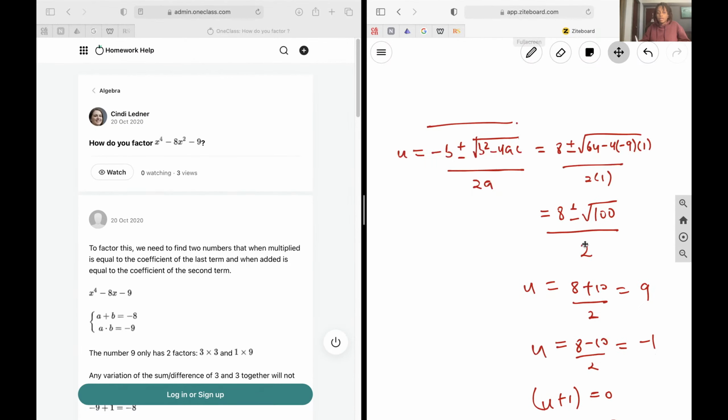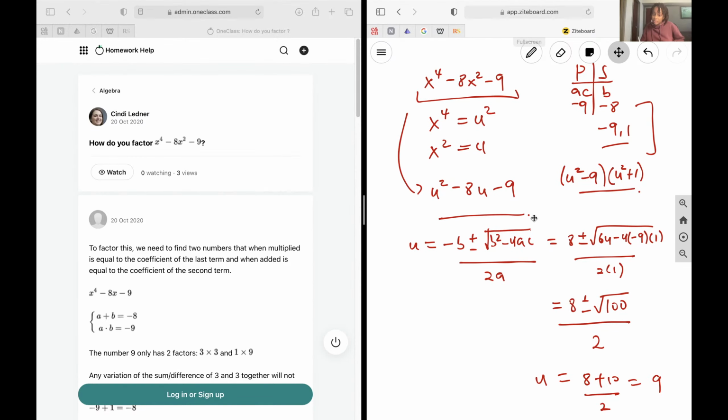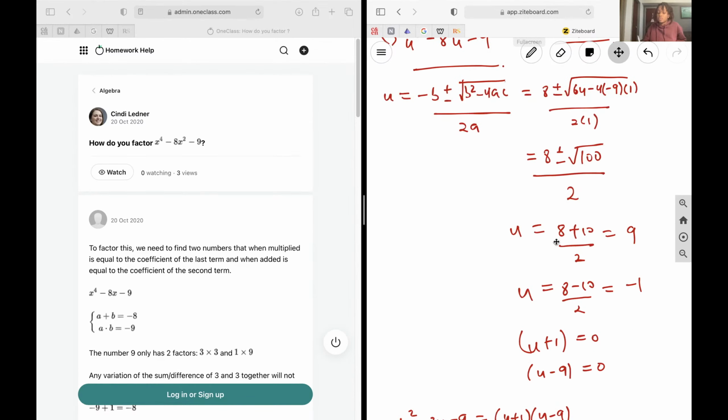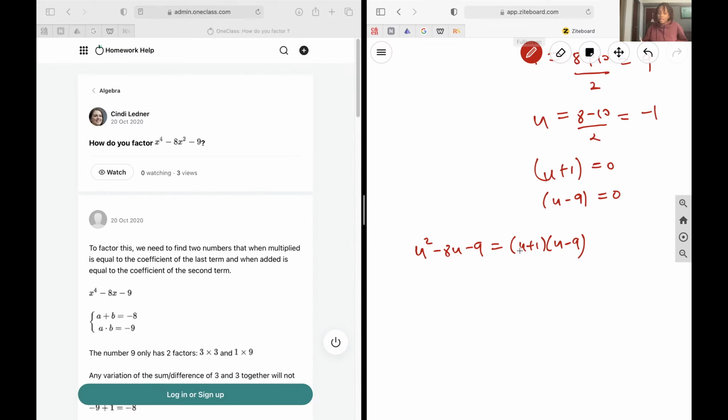Now I come back up here and I need to remember that u represents something. u represents x squared, so I'm just going to put that right back in here, and I'll get x squared plus 1 and x squared minus 9.